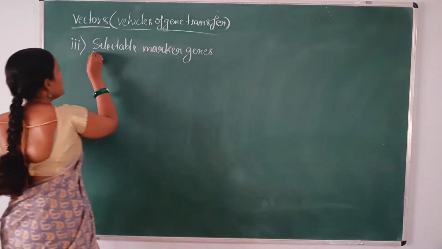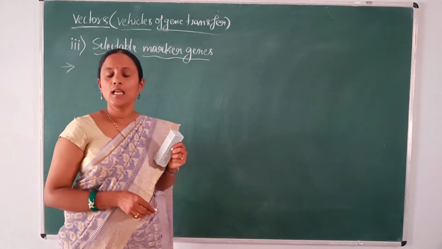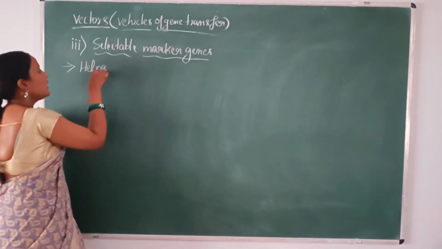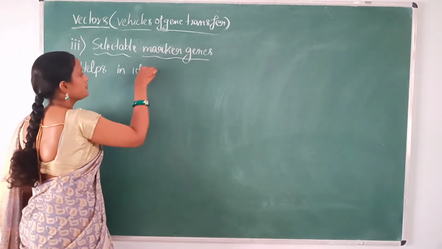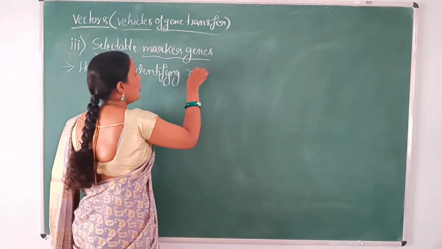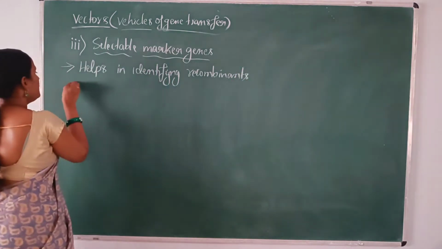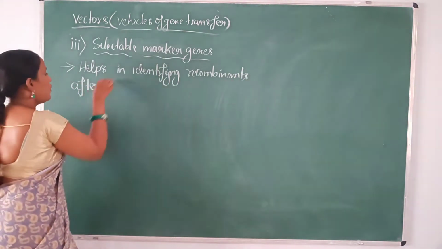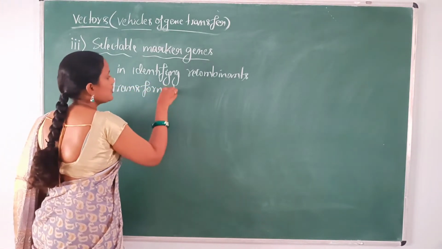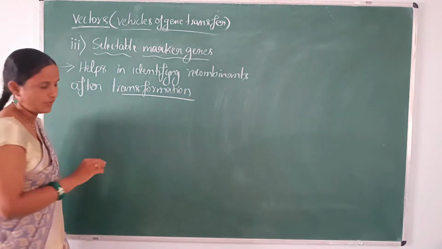Selectable marker genes in a vector help in identifying the recombinants after transformation. Transformation is a process of gene transfer. It is one of the processes of gene transfer.